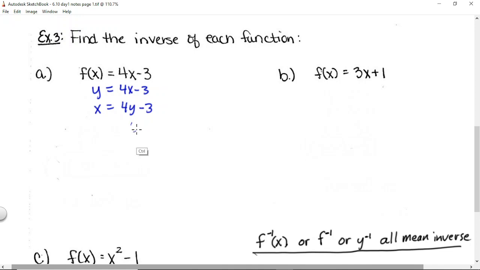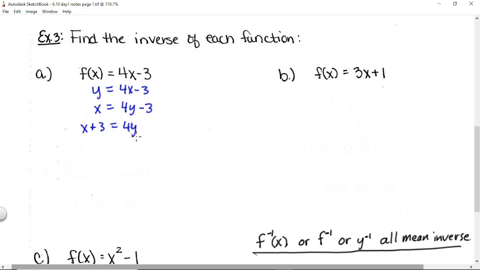So first thing in solving for y is to add 3 to both sides, and on the left that gives us x plus 3, and on the right when we add 3 to that, of course all we have is 4y. We got rid of the 3.